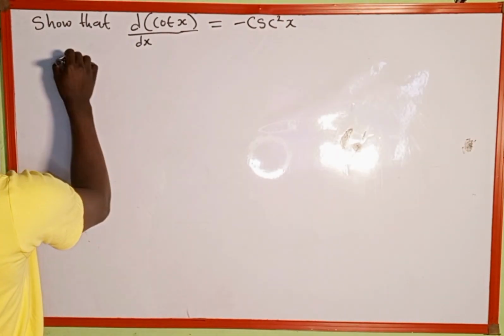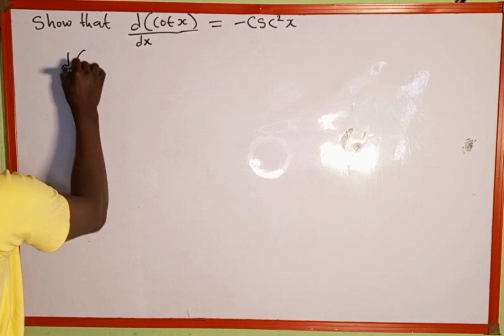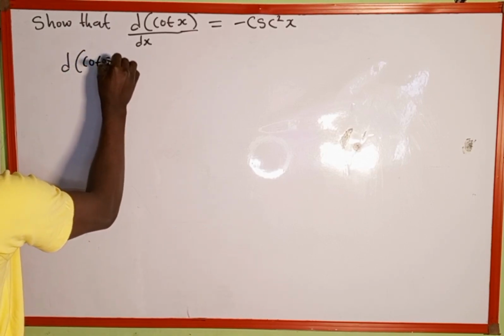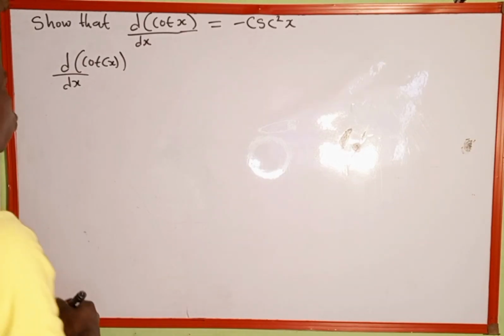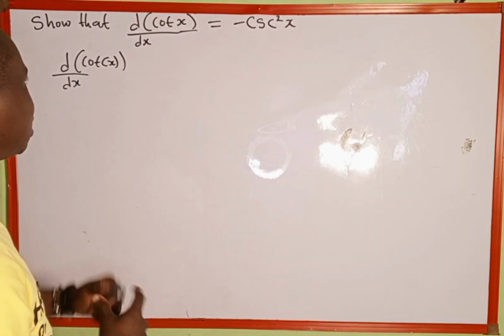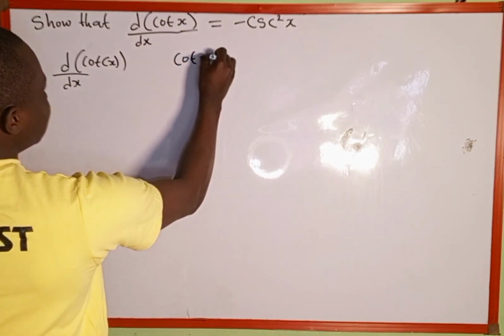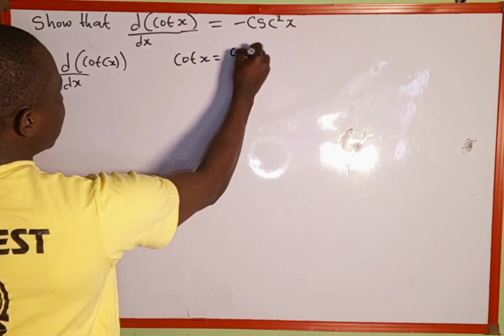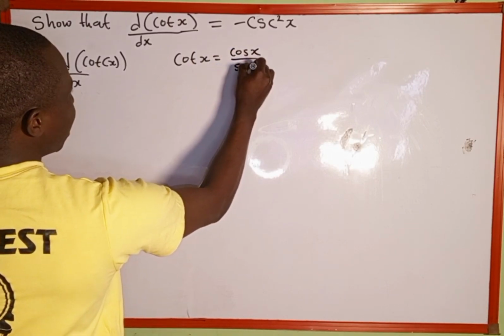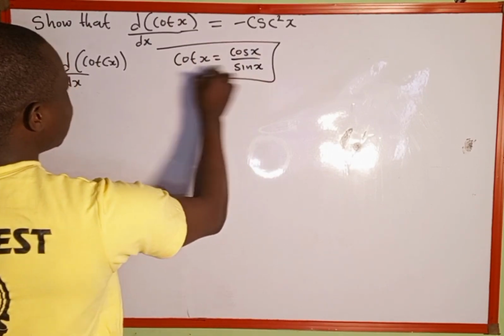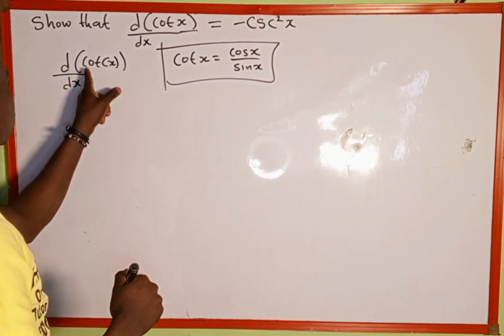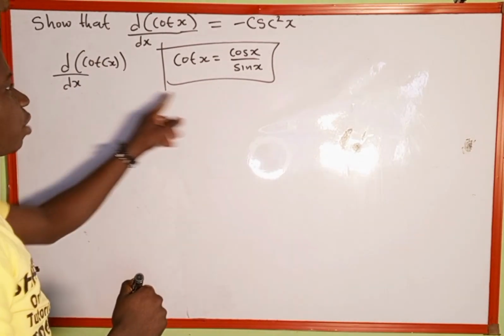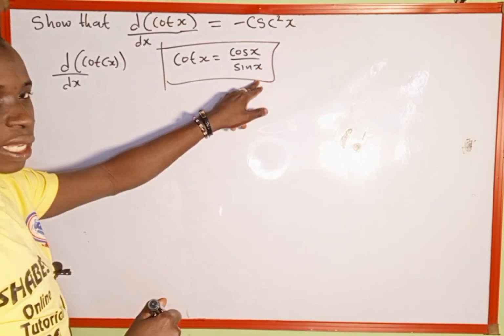So from the left hand side, we have the derivative of cotangent x with respect to x. The first thing we're going to do is to recall from trigonometry identity that cotangent x is the same as cos x over sine x. So anywhere we see cotangent x in this function, we're going to replace it with cos x over sine x.